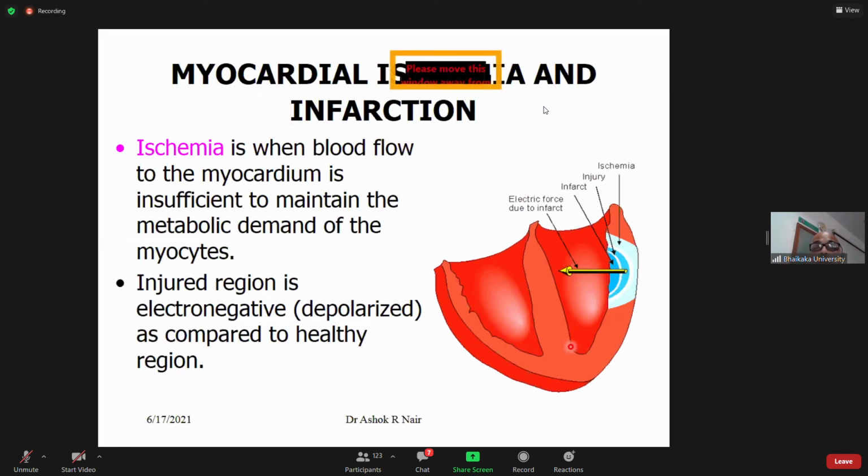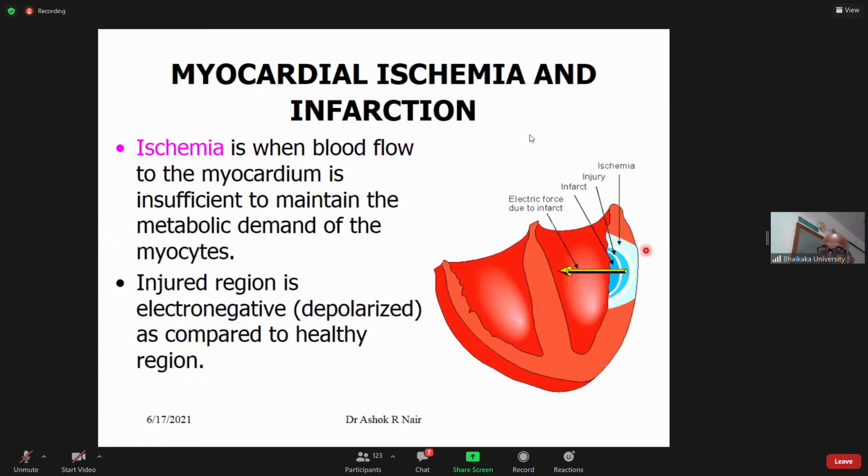Now, another important concept I want you to understand, which nobody else will tell you about later on, but it's good to know, is the current of injury. Any ischemic or infarcted muscle is always depolarized, or always electronegative.